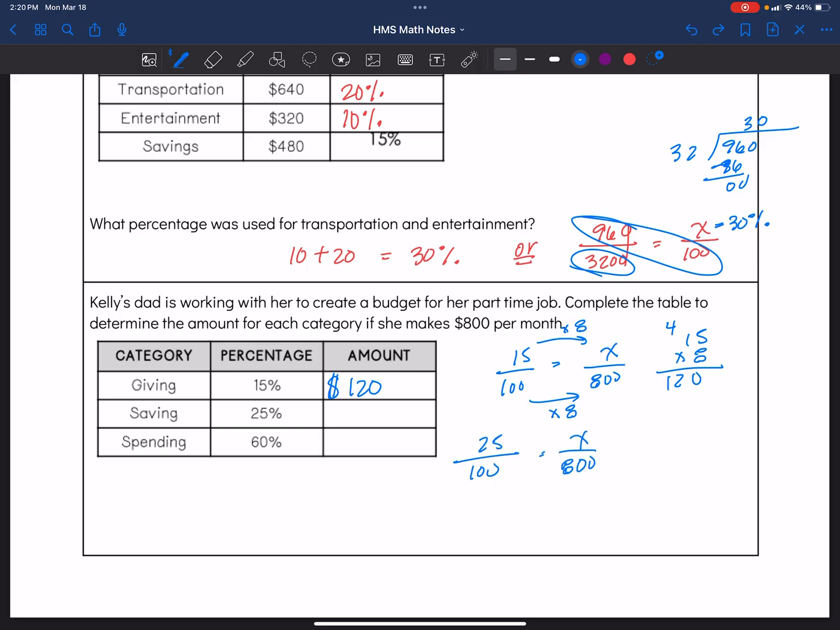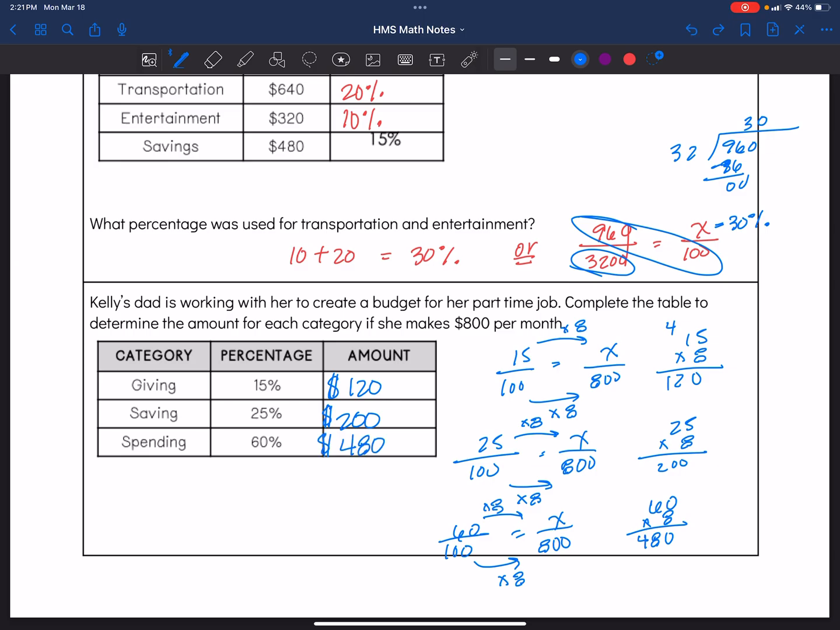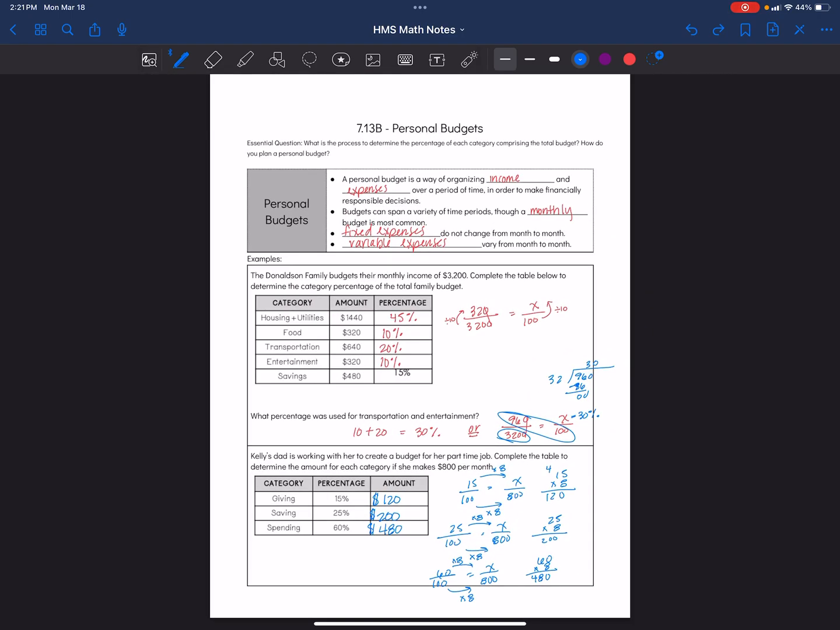I'm going to do that same thing to the rest of them. 25 out of 100 equals X out of 800, multiply by 8. So 25 times 8 equals 200. Last one, I could just do 60 times 8, but let's show our work. Setting up a proportion, multiplying both by 8. 60 times 8 is 480. Now, if I add all these together, I will get 800, which I'm supposed to, because that's the total. That's the whole shebang.